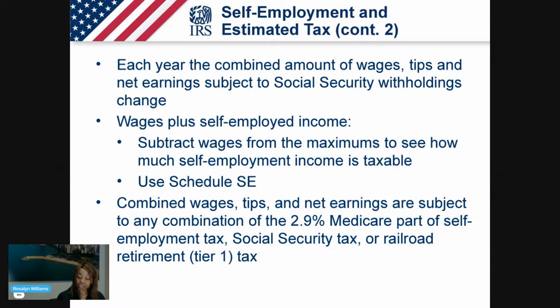If you have income subject to self-employment tax, you calculate the self-employment tax on the Schedule SE. If you have more than one business, use one Schedule SE and combine the profits and losses from all your businesses. This applies to sole proprietors and partners. All of your combined wages, tips, and net earnings in the current year are subject to any combination of the 2.9% Medicare part of self-employment tax, the Social Security tax, or the Railroad Retirement Tier 1 tax.